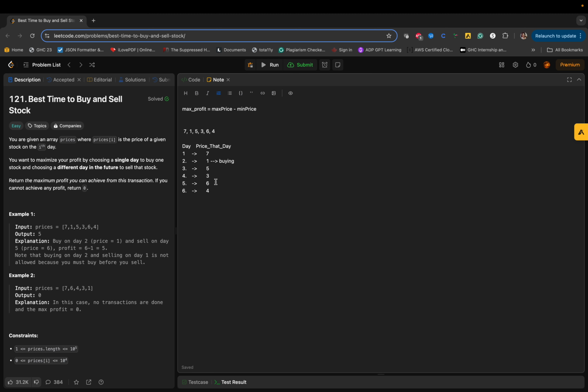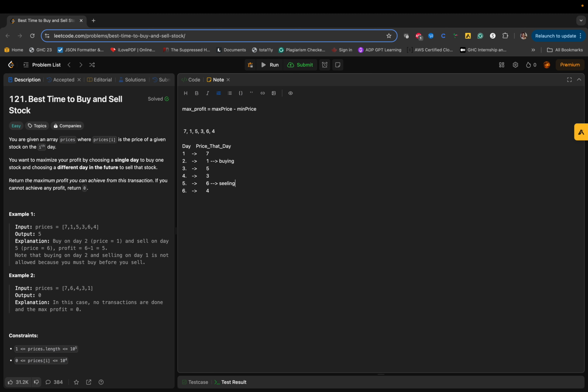Now let's see what if we decide to sell it on day 5 with a price of 6. 6 minus 1 will be 5. So 5 is greater than 4. Our maximum profit so far is 5. Let's see further if we have any better profit that we can obtain. We see the price on day 6, which is 4. 4 minus 1 is 3. No, 3 is still less than 5. So we decide to sell the stock on day 5 with a price of 6, and the maximum profit thus obtained will be 5.